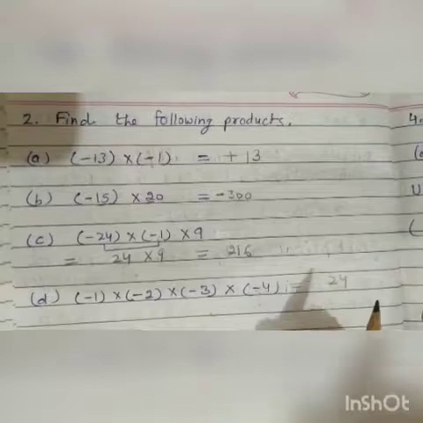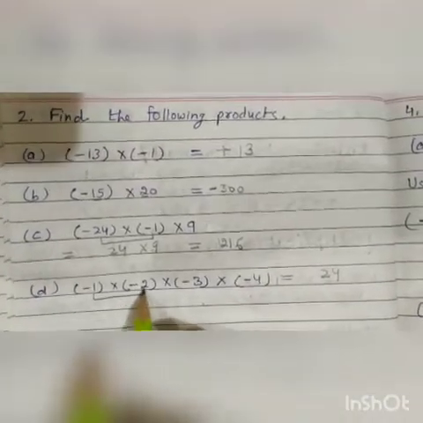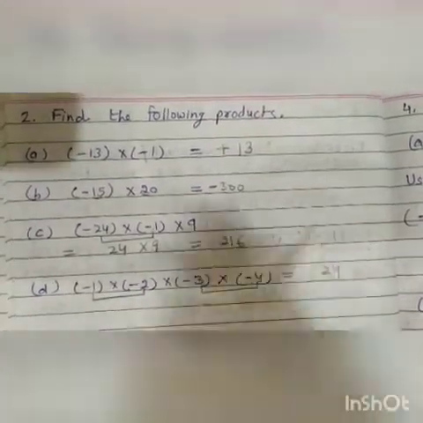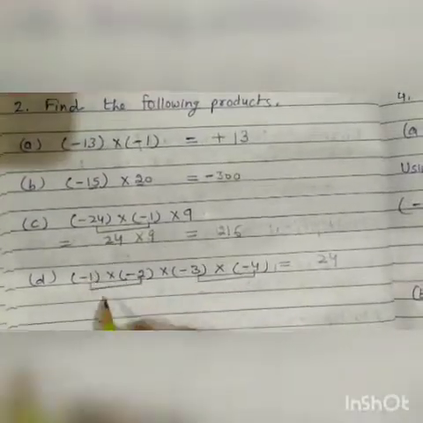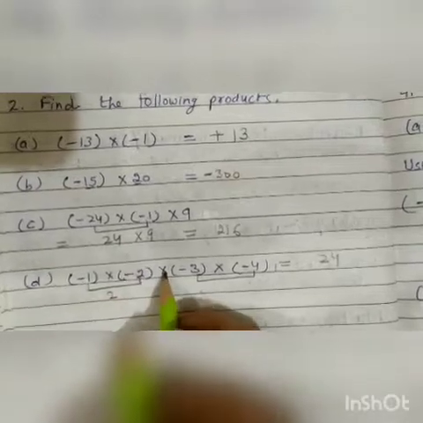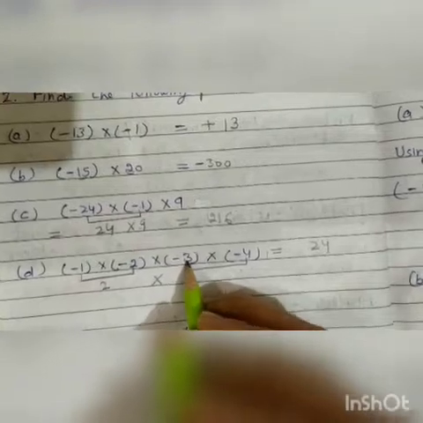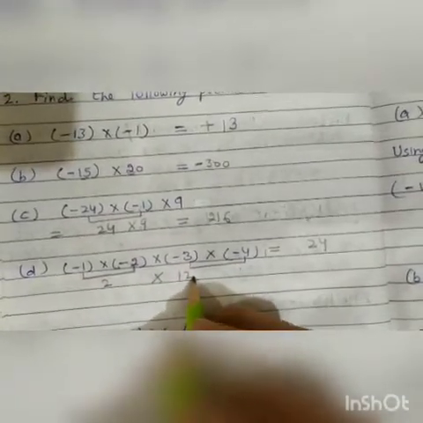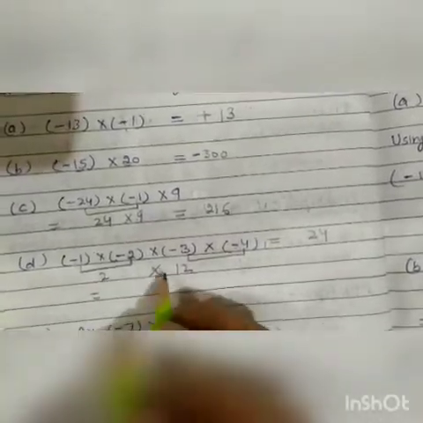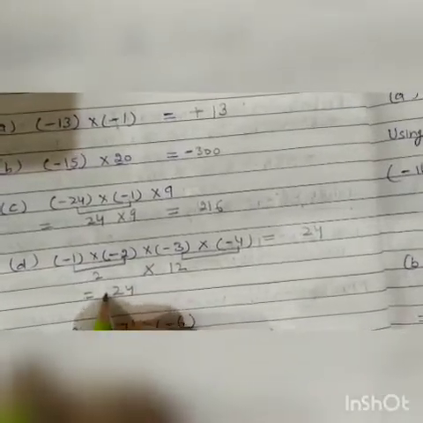We can do it directly like this, or in the other method we multiply two integers at a time. First we multiply these two integers, and then these two integers. So 2 times 1 is 2. It will be plus 2 because here we are multiplying two negative integers. Again multiply these two negative integers. 3 times 4 is 12. It will also be positive. Now multiply 2 and 12. Here we multiply two positive integers according to the first rule. 12 times 2 is 24. The product will also be positive.